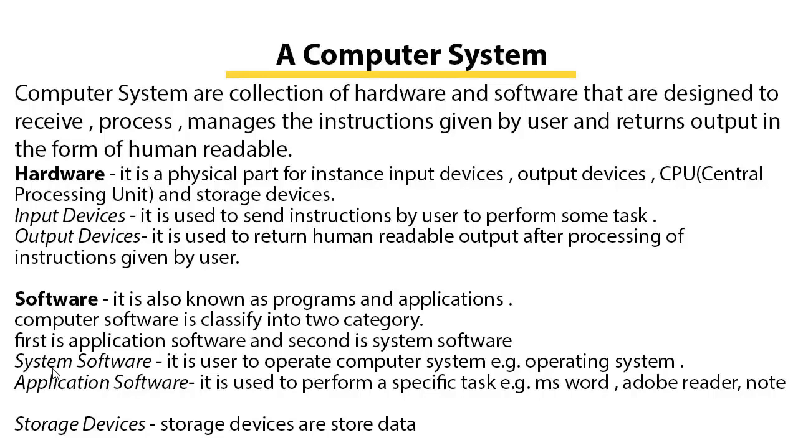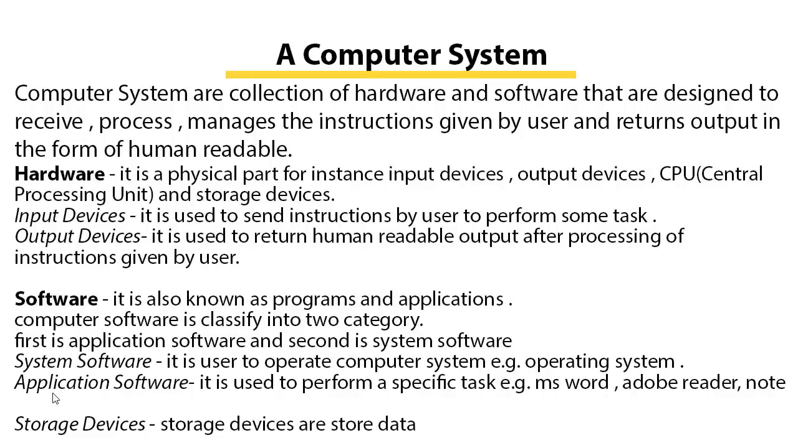First, let's see what your system software is. So system software is used to operate the computer system, that is the operating system. So what is a system software? It is basically the operating system that you use. Okay, that can be Windows 7, Windows 10, XP, Linux. They all are your operating systems.